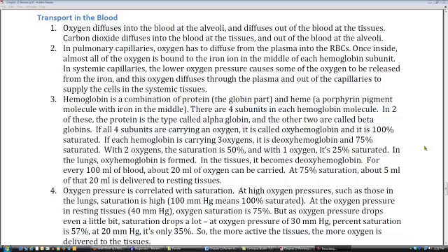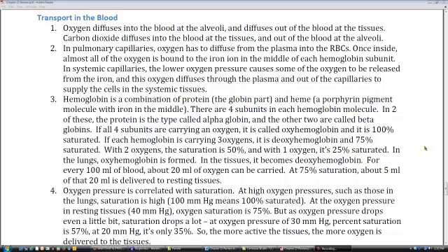Okay, so now we're ready to talk about transport of oxygen and carbon dioxide in the blood. Remember, neither one of these likes to dissolve in water very well, but carbon dioxide likes it better than oxygen. So as oxygen diffuses into the blood at the alveoli, it's going to bind mostly to hemoglobin in the red blood cells. And you need to remember what you've learned about hemoglobin from the blood.